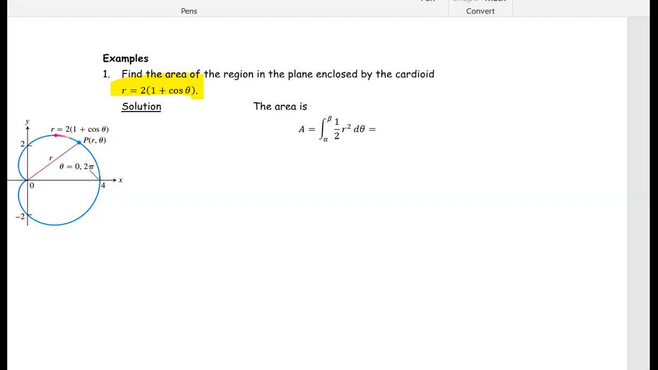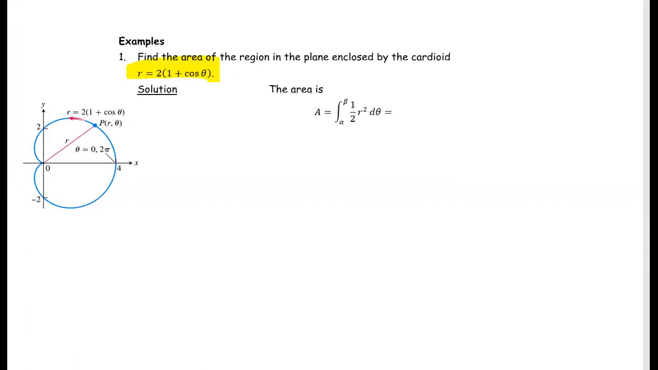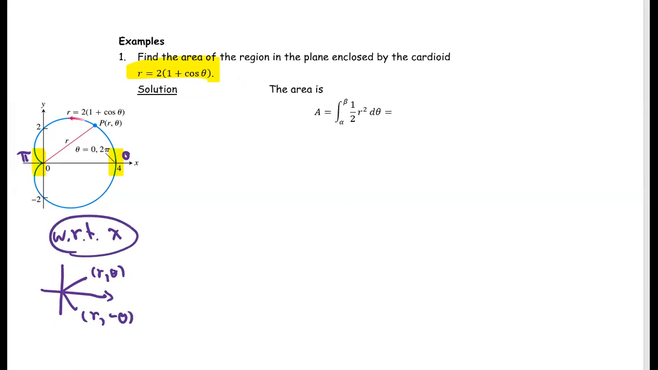And then we're gonna set up the integral, the limits of integration. As we confirm with the graph, it starts from 0 to pi for the first half, and this one has symmetry with respect to the x-axis, or reflecting, as we verified before. So the ordered pair r, theta reflected about the x-axis gives r comma negative theta. So this case is verified to have the symmetry with respect to x.